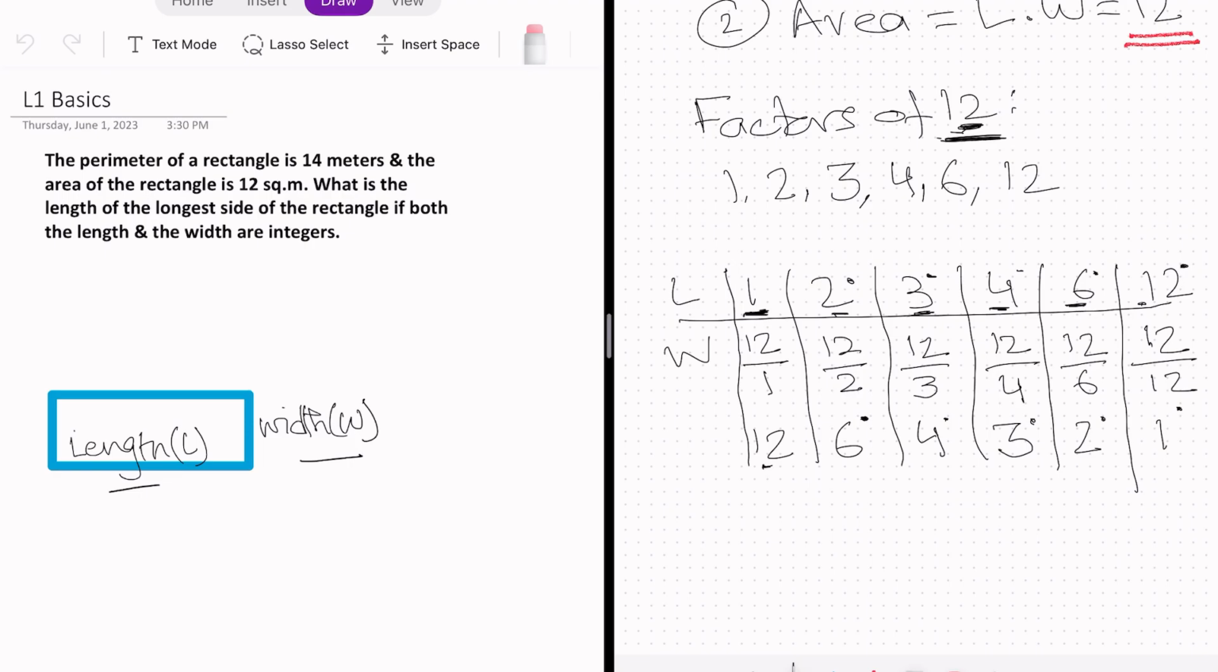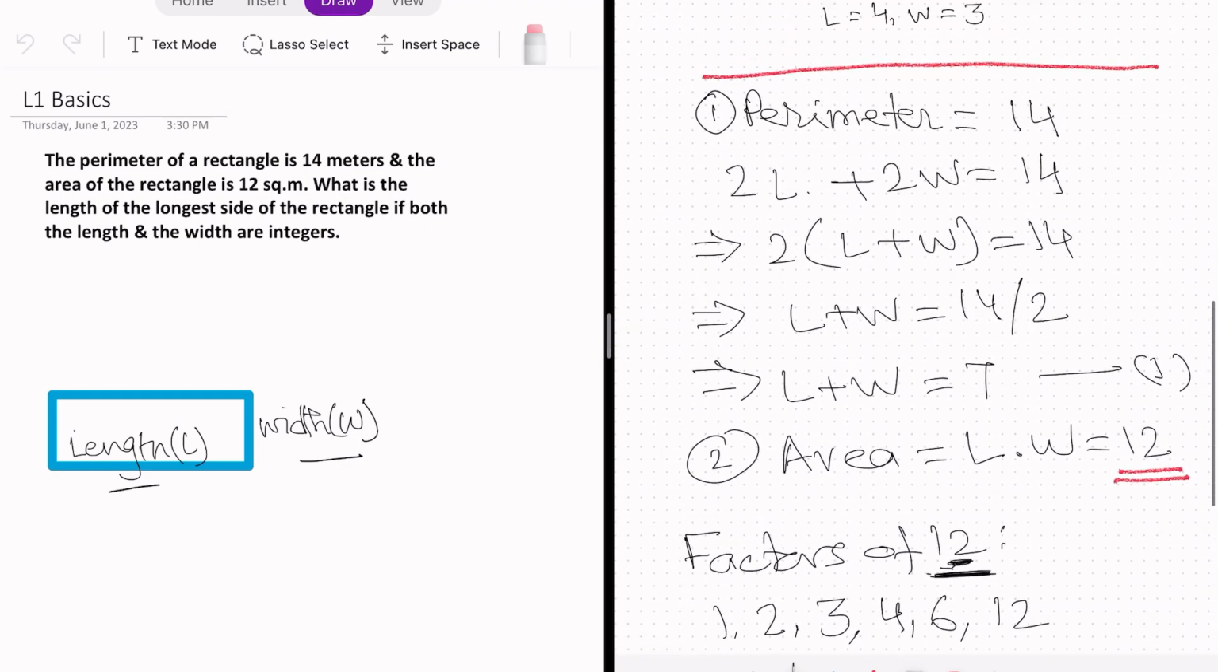However, we also have to see what the perimeter is. Now, in this particular case, when the length is 1 and the width is 12, perimeter is 2 times length plus 2 times width, which is 2 plus 24, which is 26, much more than what we have been told. We know that the perimeter is 14, right? Perimeter is 14.